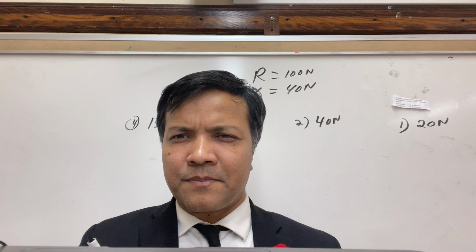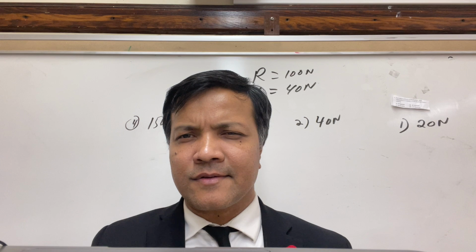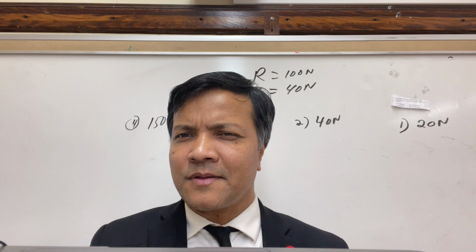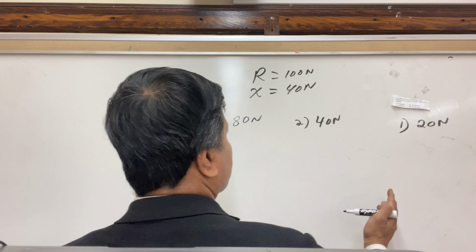Okay. Now, when you add 3 plus 4, what is the max you can get? 7. What is the min you can get? 1. Can you get more than 7? No. Can you get less than 1? No. All right. So we have to find the range.